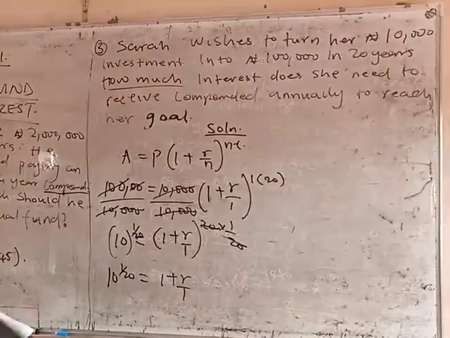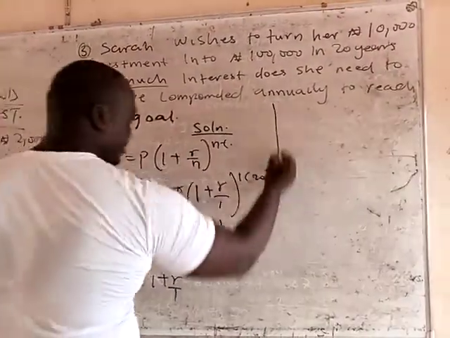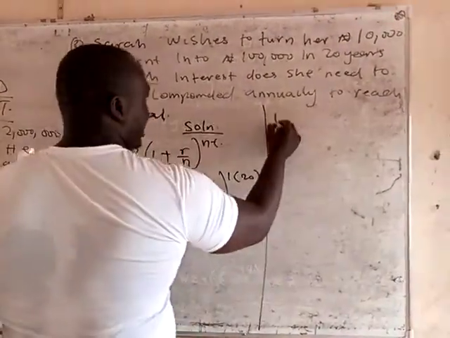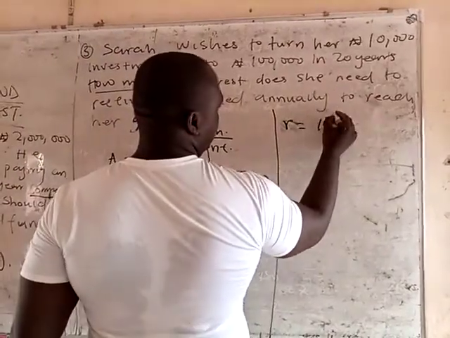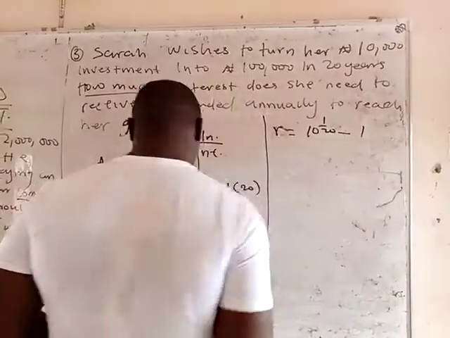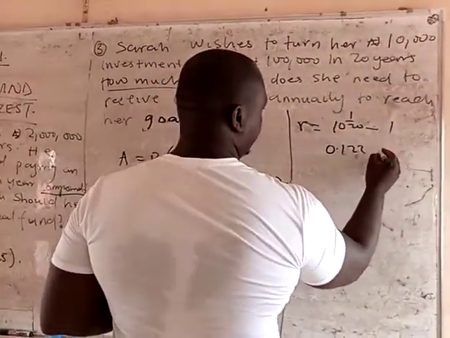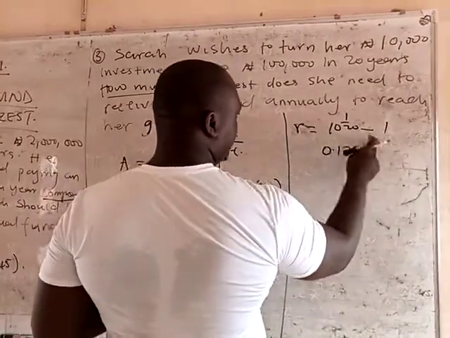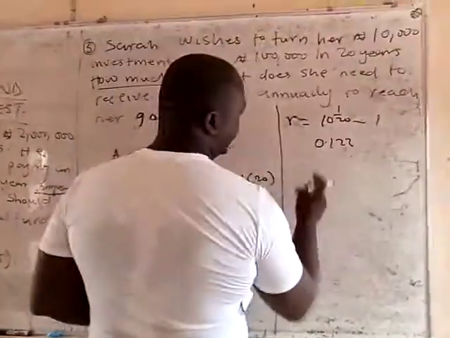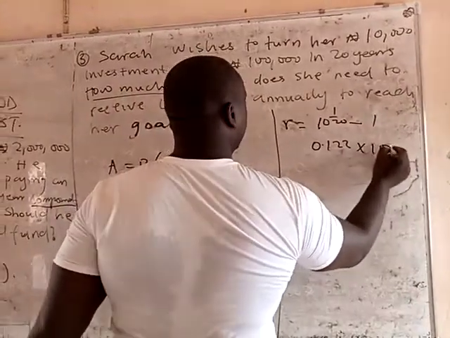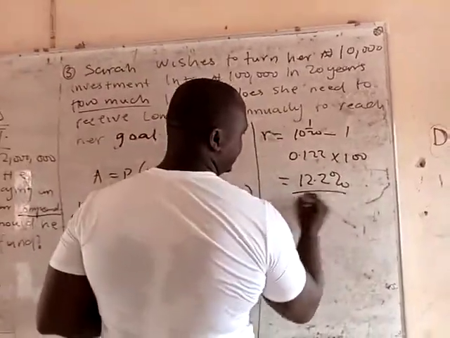Right? Good. So all I have to do right now is collect like terms. So my R is equal to 10 raised to the power of 1 over 20 minus 1. And 10 raised to the power of 1 over 20 minus 1 should give you 0.122. Then, remember, rate is always in percentage, so we have to times everything by 100. And then my answer is going to be 12.21%.